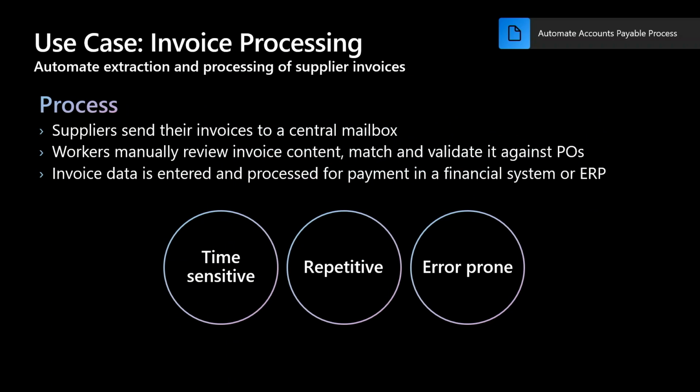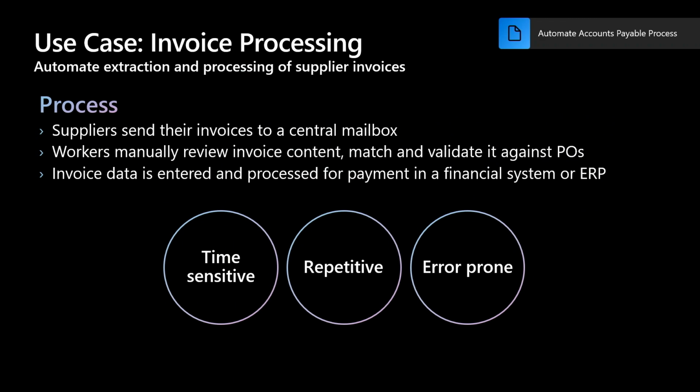Let's look at how this applies to a typical use case that we have for IDP, which is invoice processing, to perform essentially an accounts payable process. In this process, typically, suppliers send their invoices over to a central mailbox, and teams of workers manually review the invoice emails to verify the data and match it against the original purchase orders. The verified data is then entered manually in a financial system or ERP for processing.